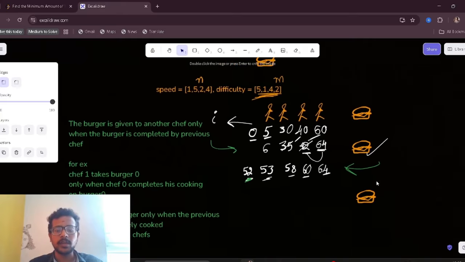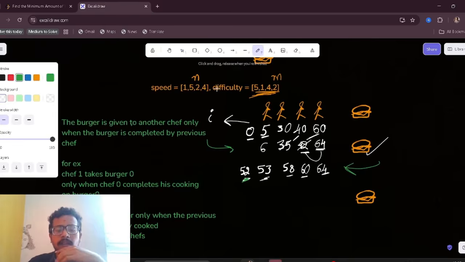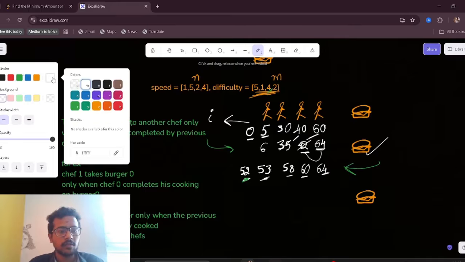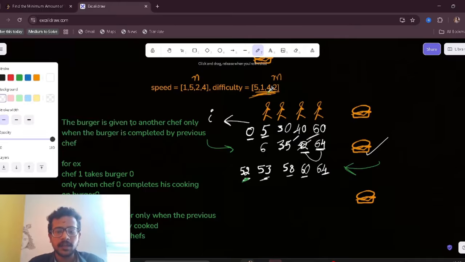Another burger to be cooked. Now I have another burger to be cooked, which is 4, right? Here I have 4. Now this is the difficulty, and I am taking the first one, the first chef. The first chef would be starting from the maximum of these two.